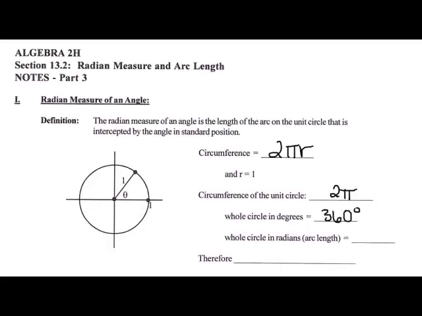So if we go around the whole circle in radians, think about that as the arc length, it would be the same as the circumference of the unit circle, which is 2 pi. So again, all the way around the circle in degrees is 360, and that is also 2 pi radians. So therefore, 2 pi is equal to 360 degrees. We're going to use this to figure out how to convert back and forth between radians and degrees.